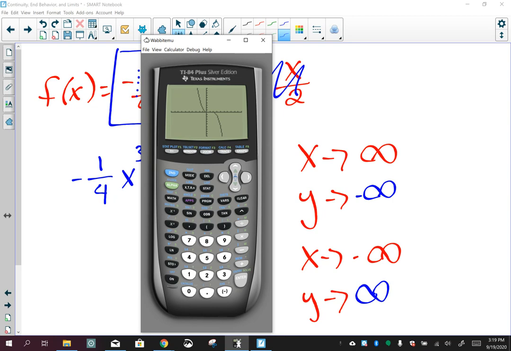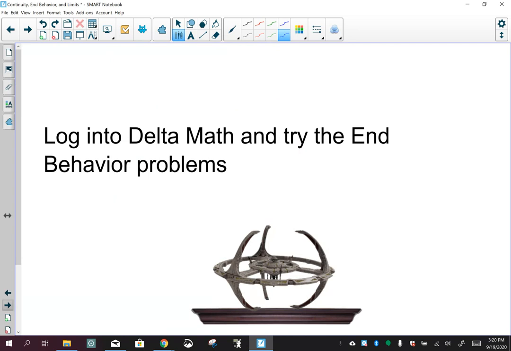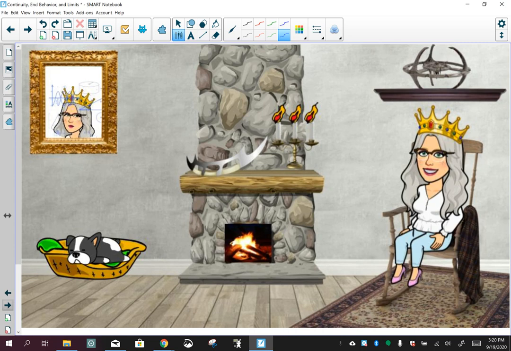All right, so now what you're going to do is log into Delta Math and try the end behavior problems. And then once you're done with the Delta Math problems, and if you don't have any questions, you can come on to Google Classroom and start your homework that is now up. So the homework problems are again from page 30, but this time it's 22 through 29. That will be dealing with your continuity problems. And all you're going to do is look at the graph and tell me what's happening as x gets bigger and as x gets smaller.